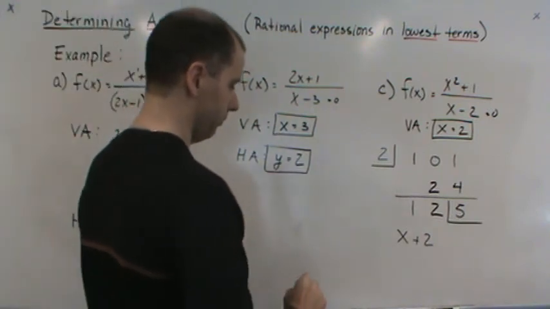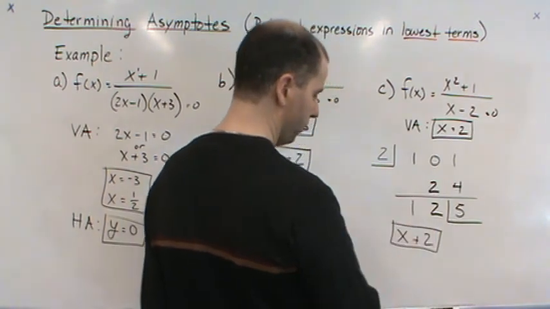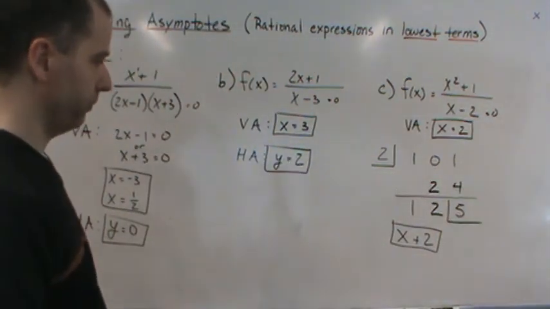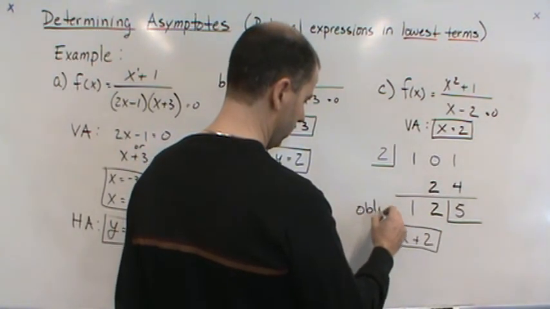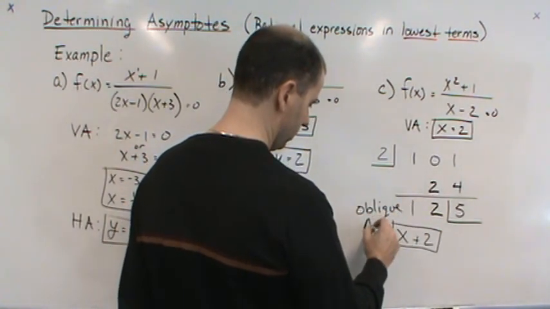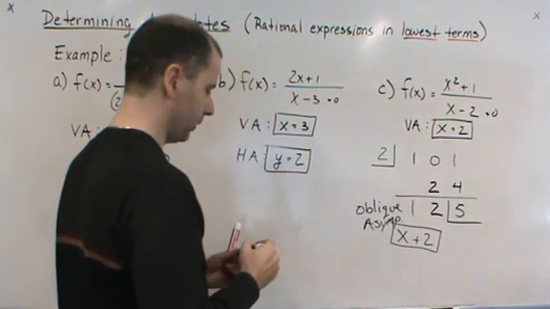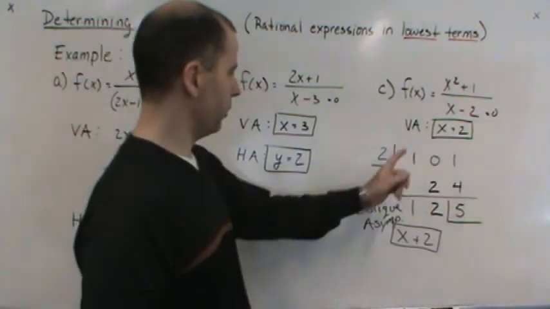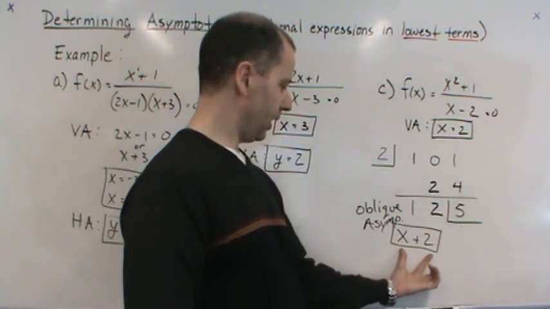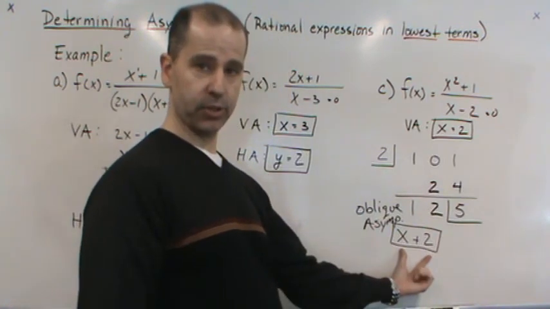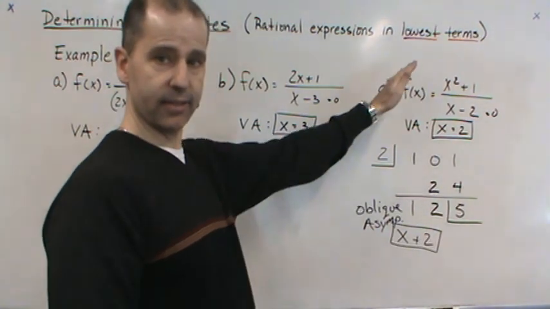So guess what? This is the equation for the oblique asymptote. We know we have a vertical asymptote at x equals 2, and we have an oblique asymptote, y equals x plus 2. It's going to be a slant, a line that does this.